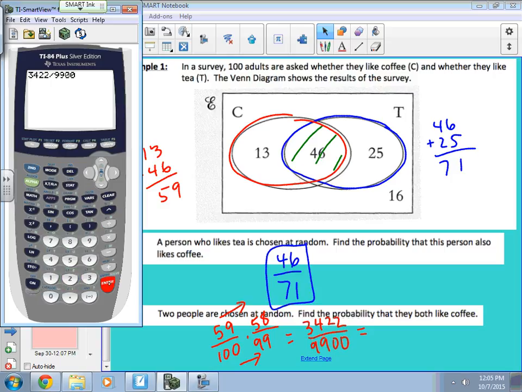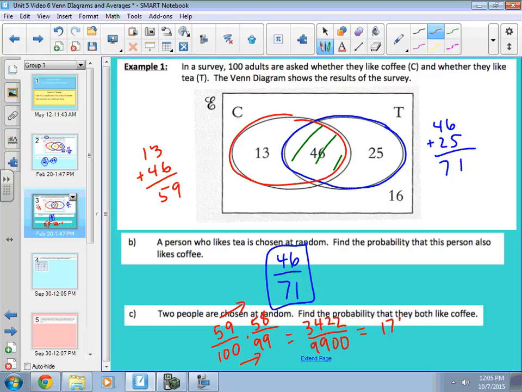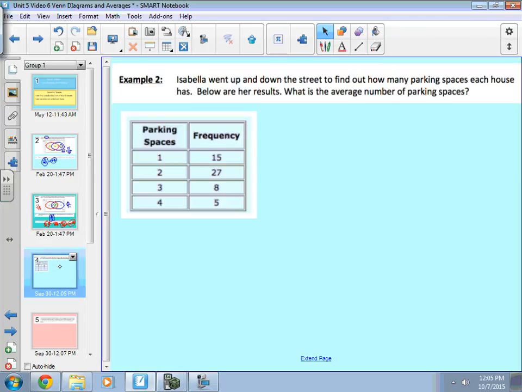If you just hit divide, that'll tell you the percentage. It looks like it's about 34.6%, but if you hit your math fraction button, it'll tell you as a simplified fraction. So we'd have 1711 out of 4950, or that's about 34.6%. Okay, so that's Venn diagrams. You should be able to look at those and answer some questions when you try to practice.